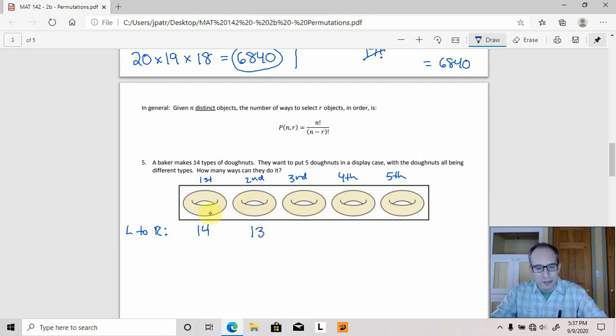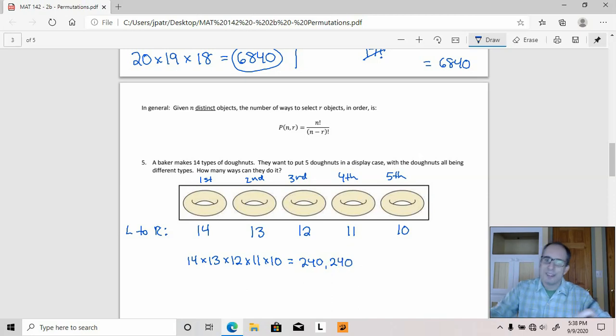Then when I get here, I can't use either of these first two, but I could use any of the other 12. And then same idea here. I've already used three, but I still got 11 options. And then when I get to the fifth one, I've already used four, but I've still got 10 options. So then how many different ways can they do it? It's 14 times 13 times 12 times 11 times 10, which ends up being 240,240. Which feels like a weird looking number with how repetitive it is, but that's what it ends up being. So kind of a lot, right? A lot of different options there.